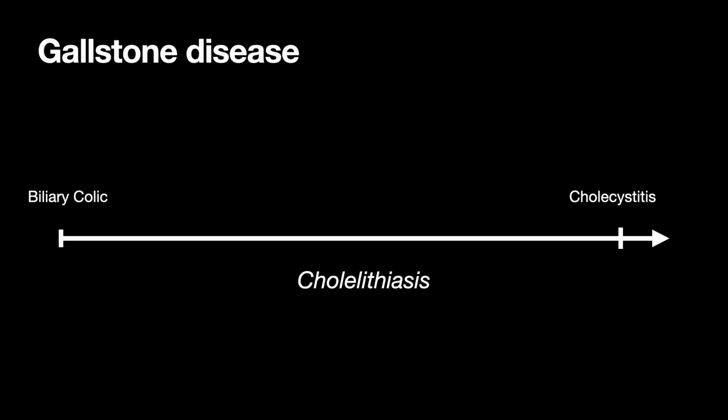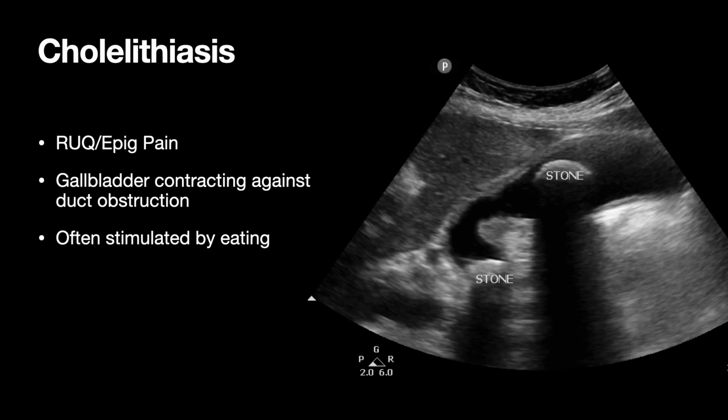We're here to learn, how do I determine whether this patient has gallstones, and then how do I determine whether those gallstones are the thing that's causing the patient's pain? Because they're coming in with right upper quadrant pain, and what I want to know is, is it the biliary system, or do I need to move on and find something else that's causing their pain? So cholelithiasis from a sonographic standpoint generally presents with right upper quadrant or epigastric area pain. You can also have symptoms like intractable nausea and vomiting. And it results from the gallbladder contracting against an obstruction within the duct.